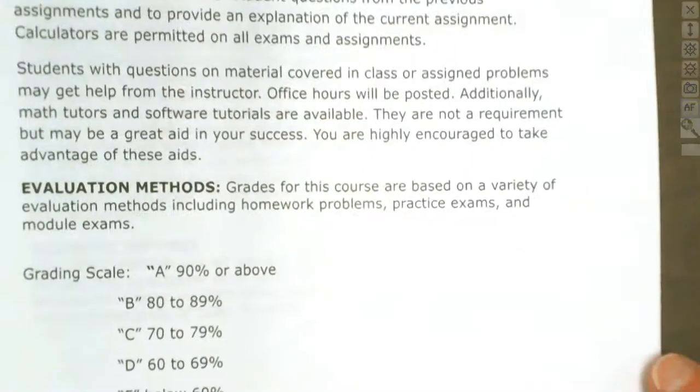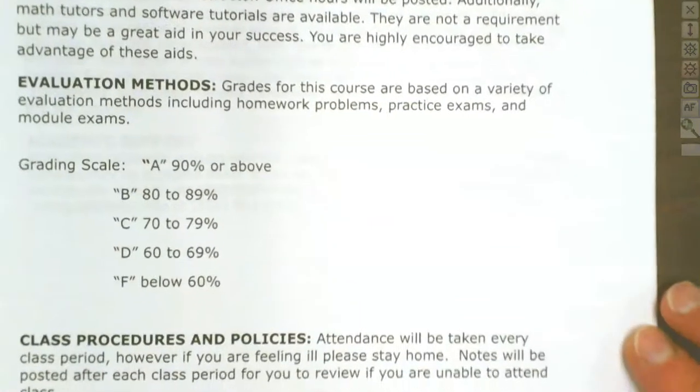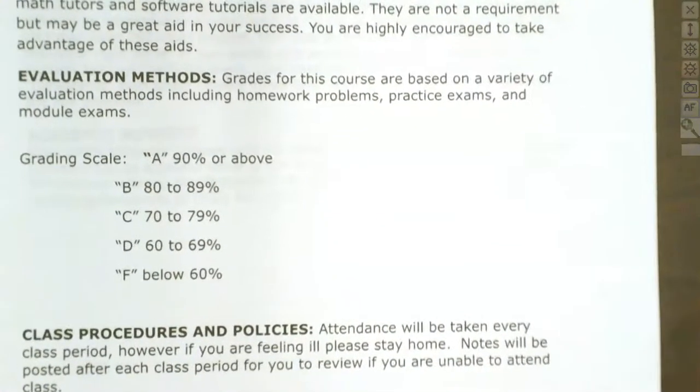Next, we'll talk about how I assign grades. I use the standard college grading scale. 90 or above is an A, 80 to 89 is a B, 70 to 79 is a C.